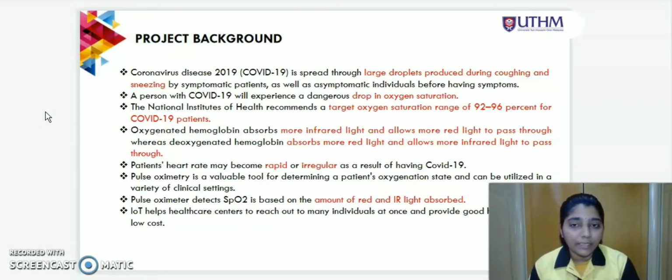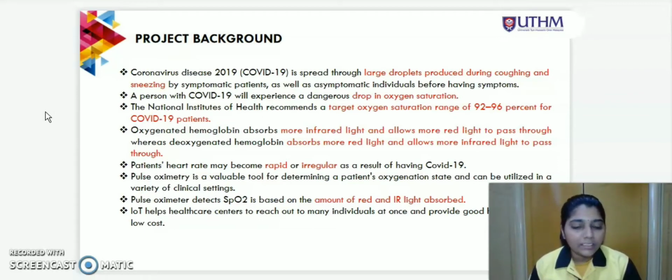A person with COVID-19 will experience a dangerous drop in oxygen saturation. As a result, medical oxygen had to be given to maintain the oxygen level within the usual range. The measurement of oxygen saturation is crucial in the management and comprehension of patient care. The National Institute of Healthcare recommends a target oxygen saturation range of 92 to 96% for COVID-19 patients. Oxygen saturation can be measured using pulse oximetry, often used to detect hypoxemia.